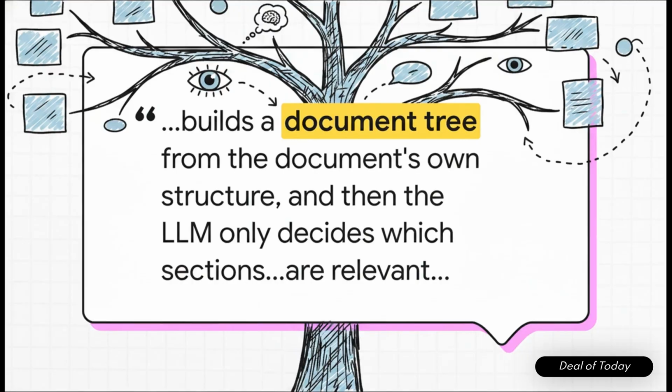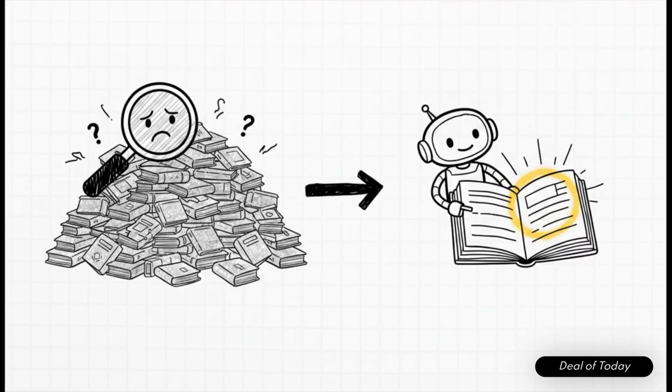And I love this quote from a developer on Reddit who explained it perfectly. He said, "The system first builds a document tree, and then the LLM only decides which sections in that tree are relevant. So instead of a blind search, you're building a structured map first, then using the AI's brain to navigate it."